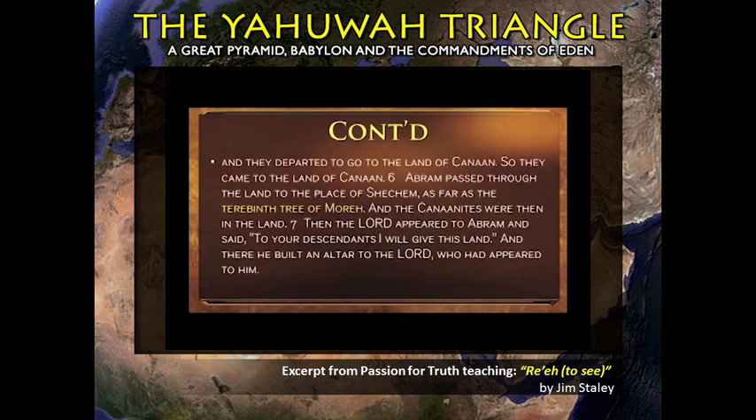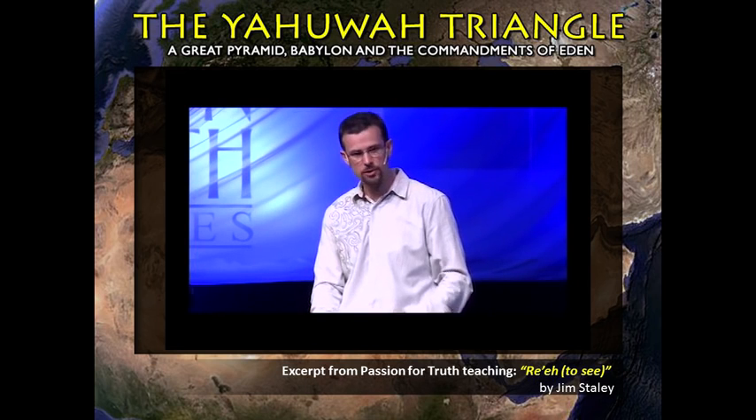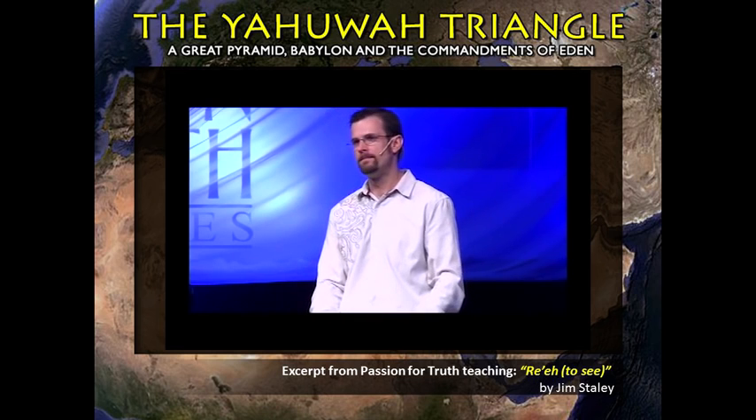They departed and they went to the land of Canaan. So they came to the land of Canaan, the same exact route as the Israelites are at right now. Abram passed through the land of the place of Shechem, I just showed you that, as far as the terebinth tree of Moreh. There it is. So this is the very first time that we have someone stopping at the tree of Moreh.